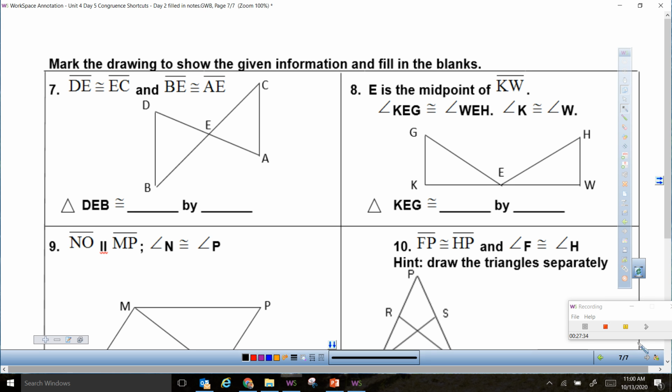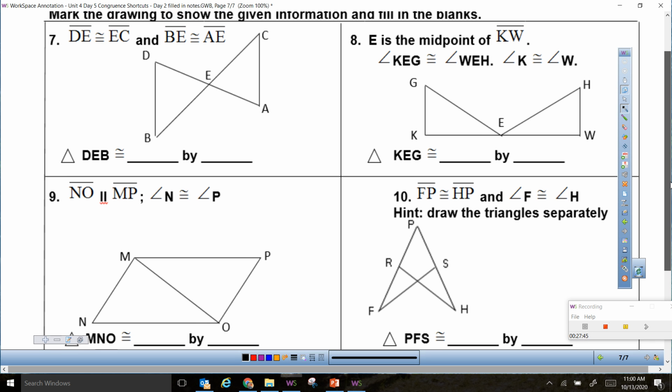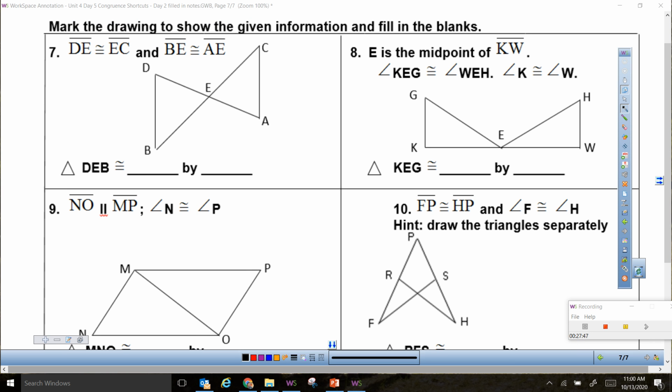Whew, it keeps going, doesn't it? Mark the drawing to show the given information and fill in the blank. So this one is not as lengthy as the last one on the note, but it's still kind of lengthy. So first thing you need to do is mark up your diagram.